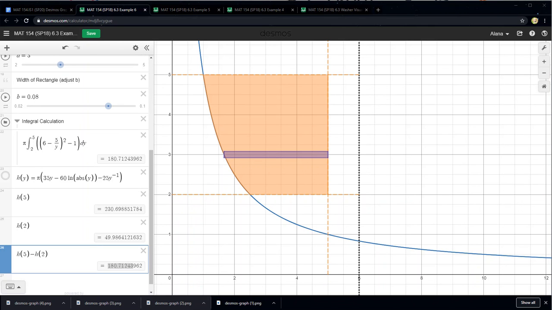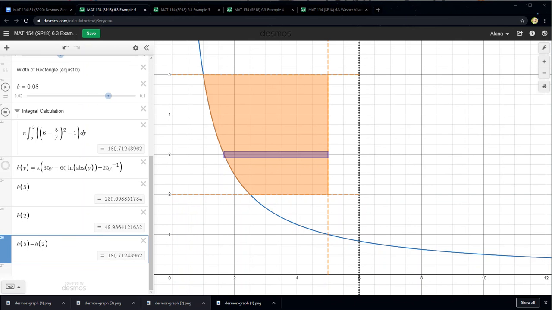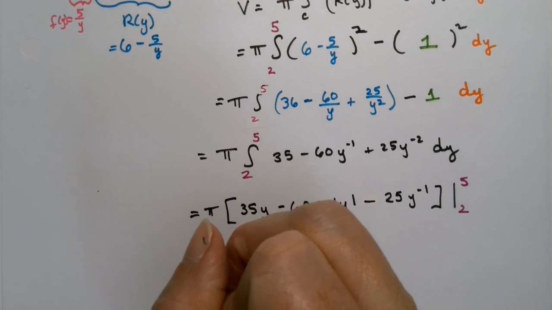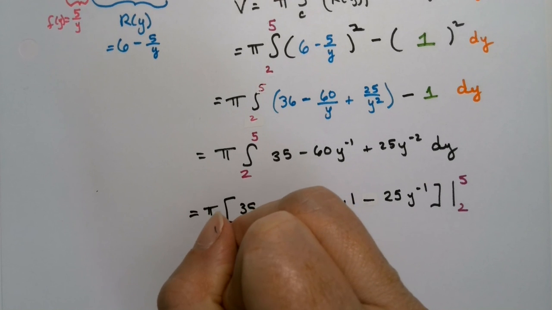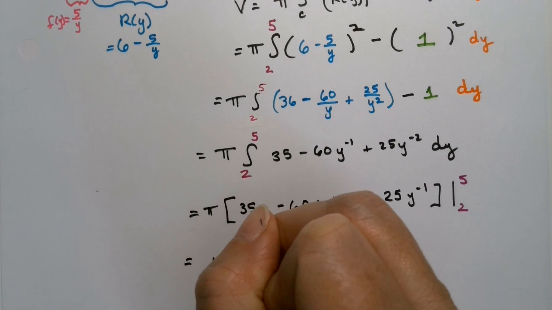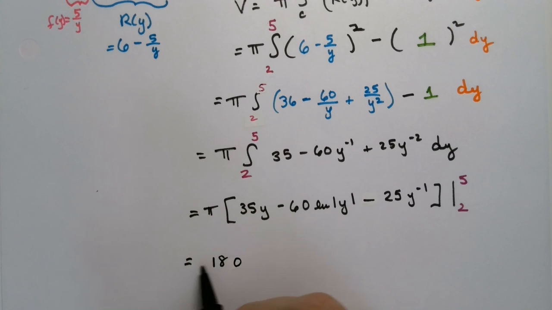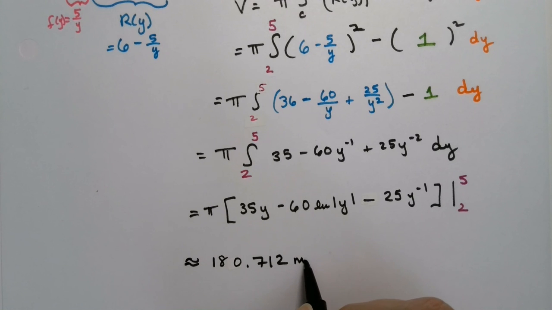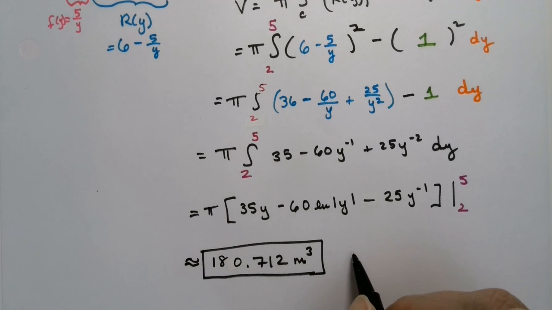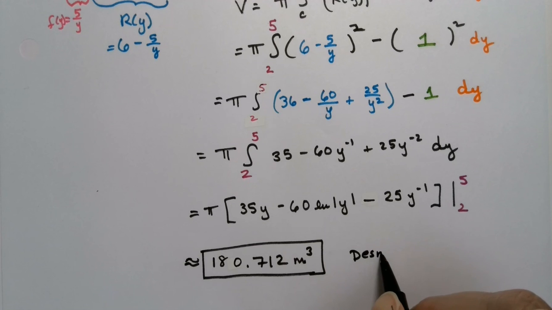So we will just do that with Desmos. We wouldn't be able to find an exact answer. I mean, we could, but it's not worth our time. So we will just say it's 180.712 meters cubed. And we'll just say what we used to find that.